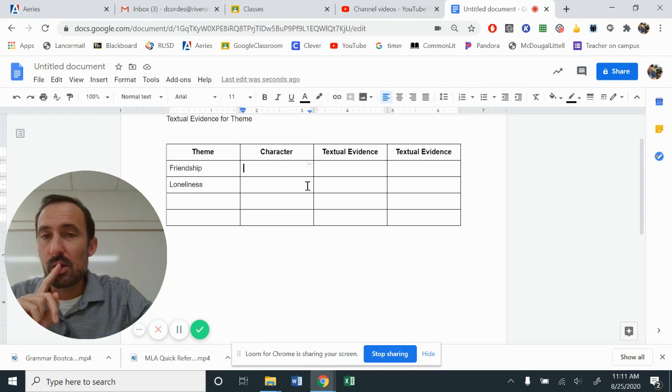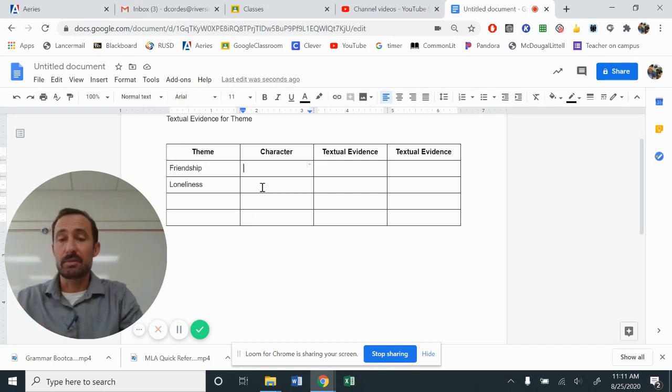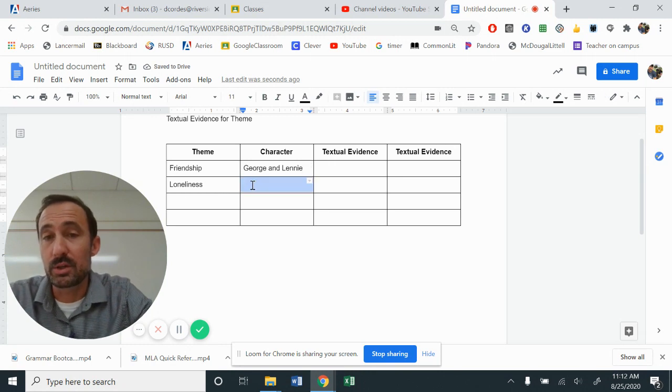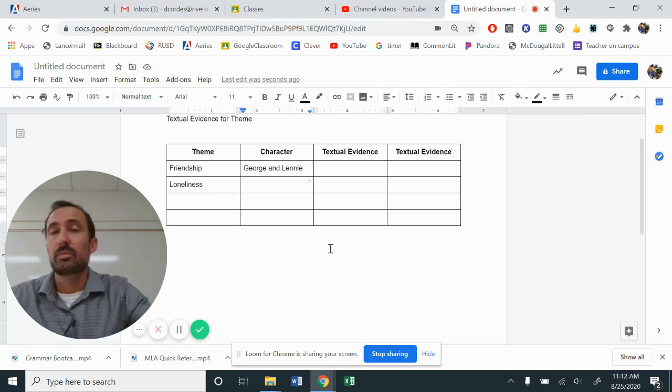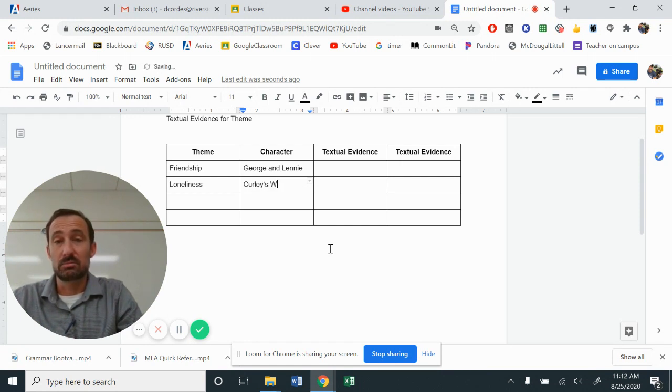Now our goal is to find characters. There could be multiple characters that experience this. Obviously, our big one for friendship is George and Lennie. There are lots of characters who experience loneliness. Let's think off the top of our head. Who is lonely? I know Curley's wife is lonely.